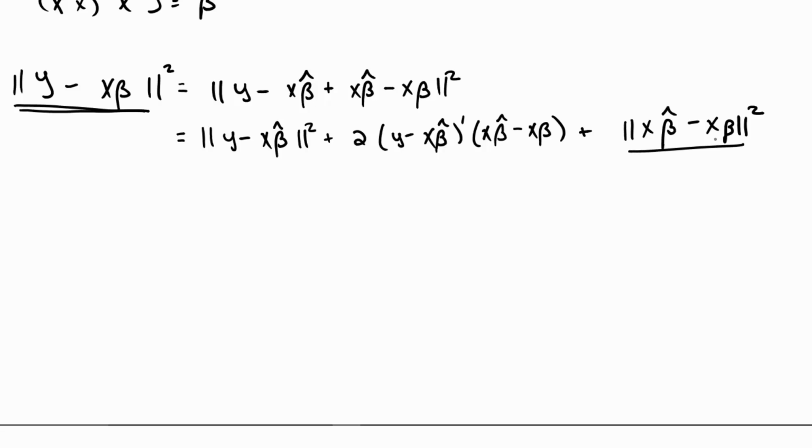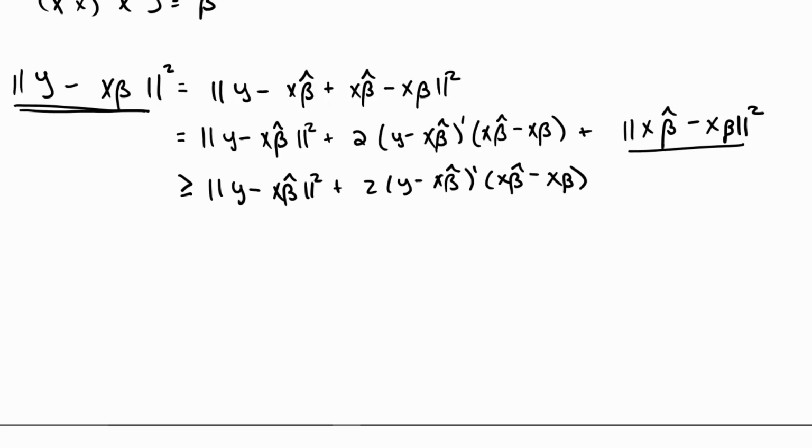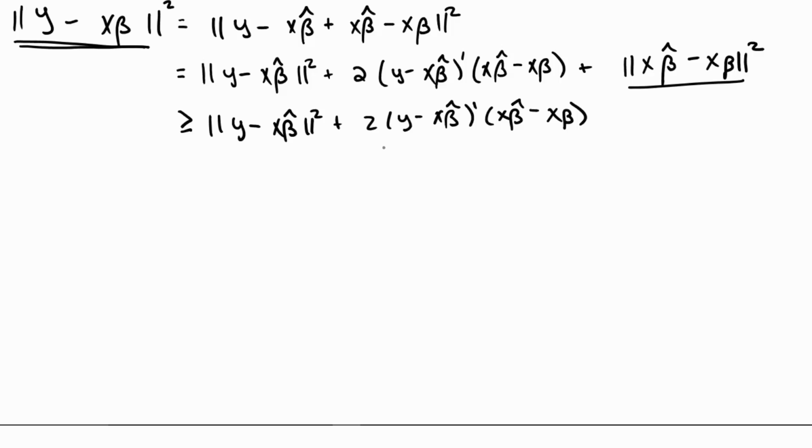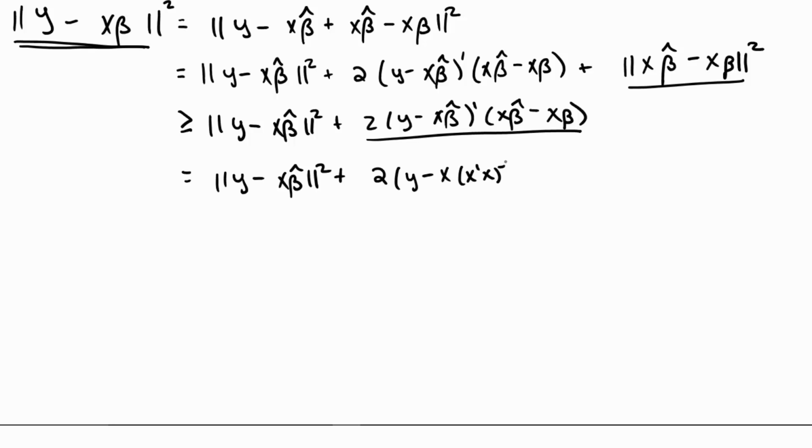This final quantity is always positive because it's a squared norm, so I'm only going to make it smaller by getting rid of it. Now, let me just look at this term right here. So that's 2 (y minus X (X^T X)^{-1} X^T y) times (X beta hat minus X beta), and that's transposed.